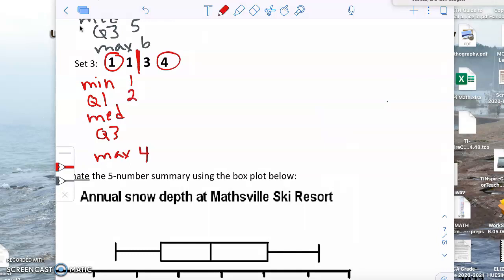And then our middle of the top and bottom. So if we look at that, the middle's right in the middle, so that's going to be 1. Whoops, I wrote that in the wrong spot. And then the middle of this top half, right in the middle, would be 3.5.